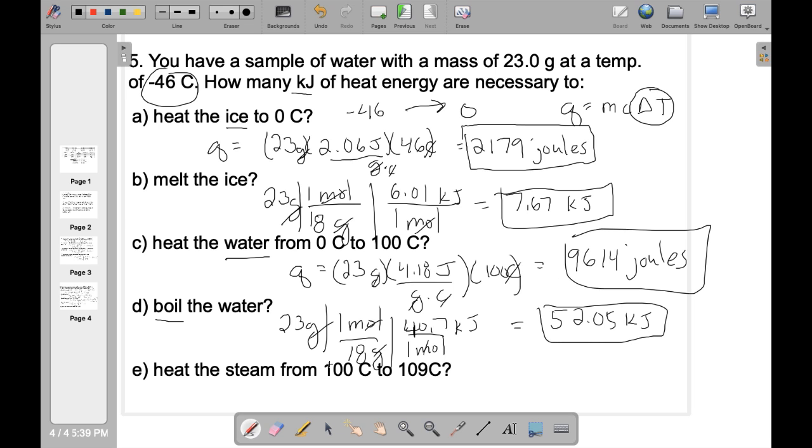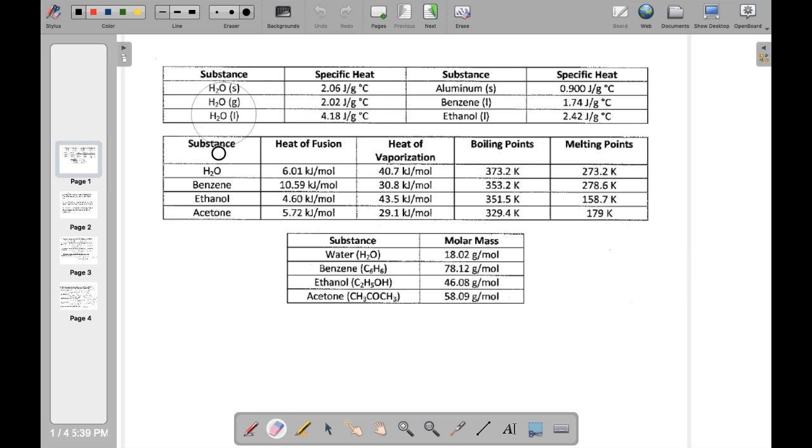Okay, now we're going to heat the steam. Our water is gone. The ice is gone. The water is gone. All we have is gas, which is steam. They want us to further heat it from 100 degrees to 109. So yet again, I got to go. See how they give us two temperatures? I need to use this Q equals MCΔT. So Q, heat, equals the mass, 23 grams, times the specific heat. Yet again, be careful. The specific heat here is not a solid. It's not a liquid. It's a gas, 2.02 joules per gram Celsius.